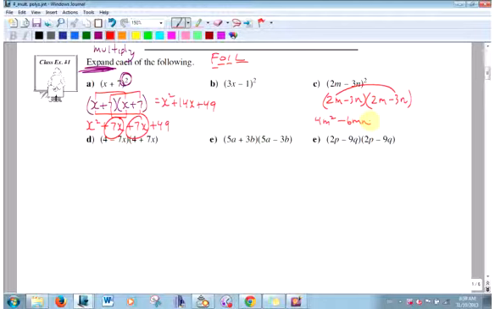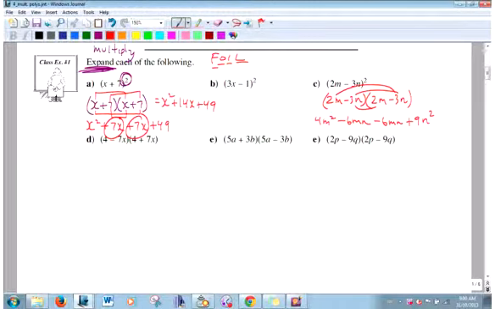Okay, now we got variables in both spots. The same procedure. Inside, negative 3 times 2 is negative 6nm, which is the same as mn. Doesn't matter what order those are in. And last is negative times a negative is a positive. 3 times 3 is 9. N times n, n squared.